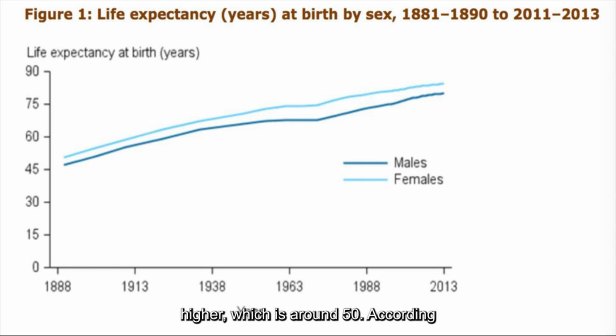which is around 50. According to this graph, the highest value of males is 75, which is in 2013. According to this graph, the lowest value of females is around 50, which is in 1888. In conclusion, the female has the highest life expectancy at birth.